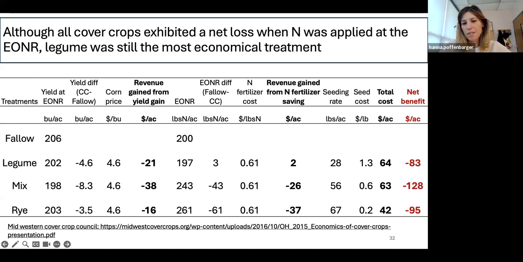Yeah, I was going to make the same point, because with a longer time frame, maybe the yield penalties would go away, and the decreasing or increasing fertilizer requirements would also go away, and then we would see carbon buildup happening. So this is just a short-term economic budget.